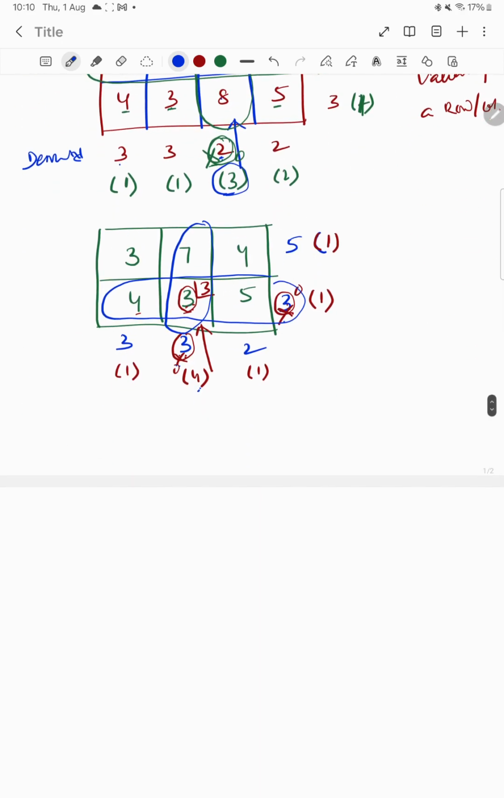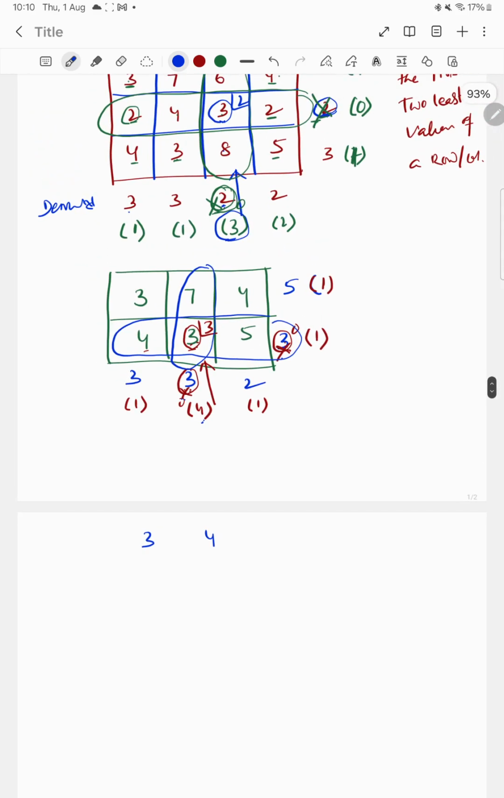Then the leftover matrix is 3, 4, 3, 4. Okay, now this is the leftover matrix, and leftover supply is 5 and leftover demands are 3, 2. This is supply and this is demand. Now we have a single row, we don't have a full-fledged matrix, so no need to go for penalties. Now we can move with identification of the least element.